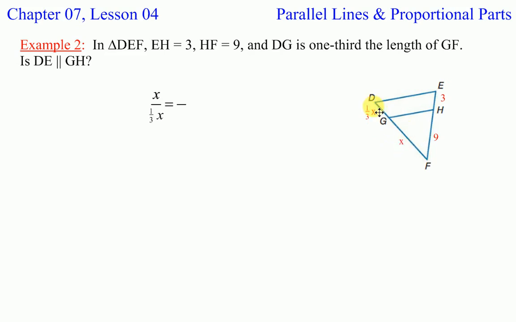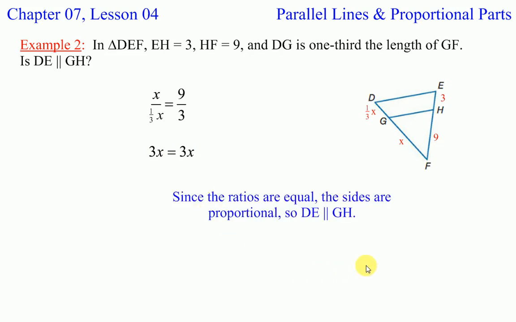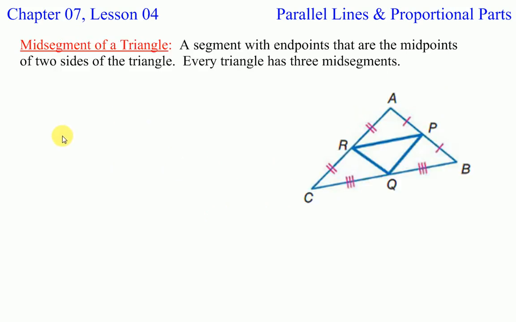And we can again set up our proportion. So we'll do x to 1/3 x is equal to 9 to 3. Cross multiply, and we get 3x is equal to 3x. And the ratios are equal, so the sides are proportional.